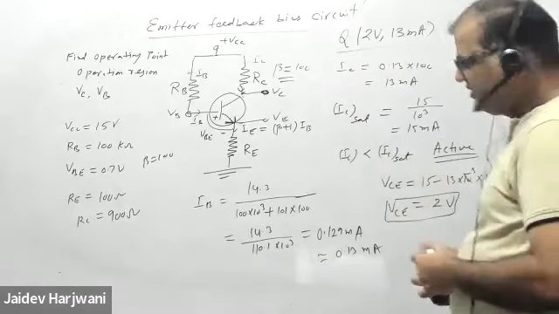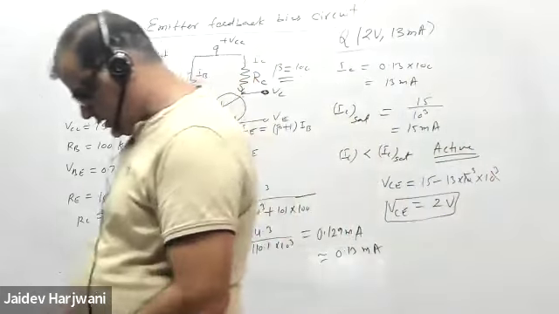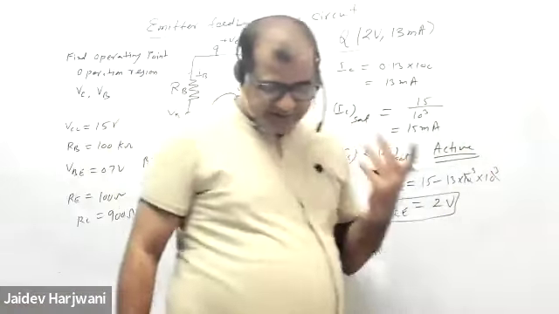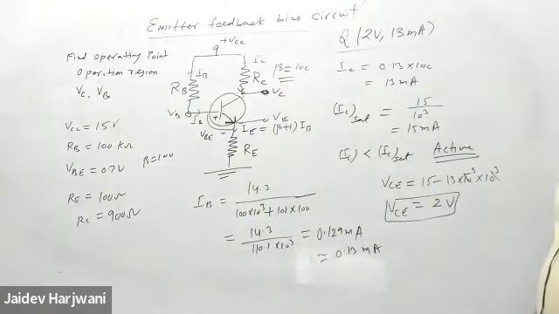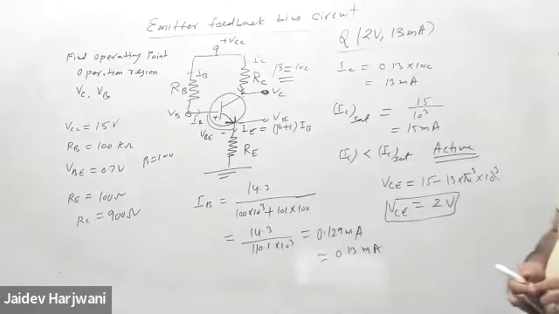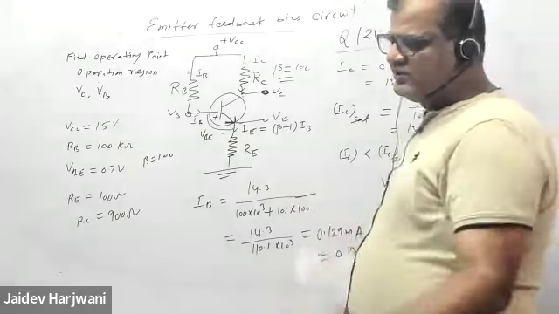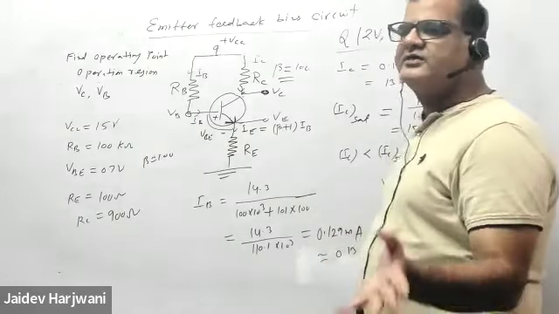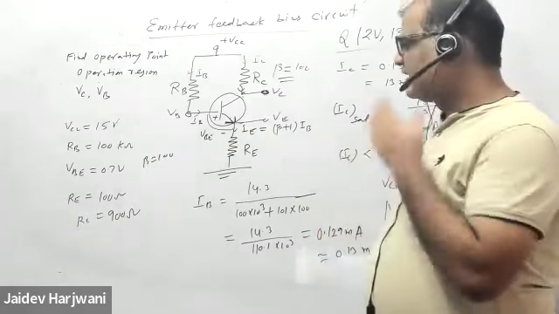And the remaining quantities, VC and VB, you can calculate. So this was your emitter feedback bias circuit. Okay, what is the next? Next is the most important biasing, which is practical, which does not have much effect of beta. You can say it is almost a beta independent circuit. So that circuit we will discuss here.